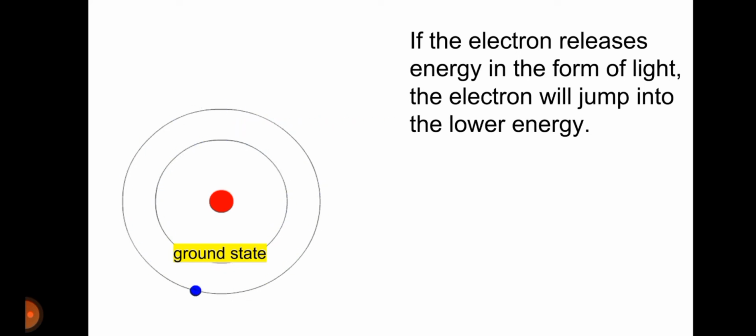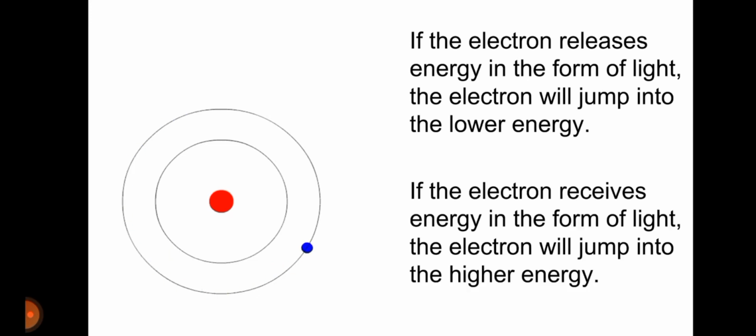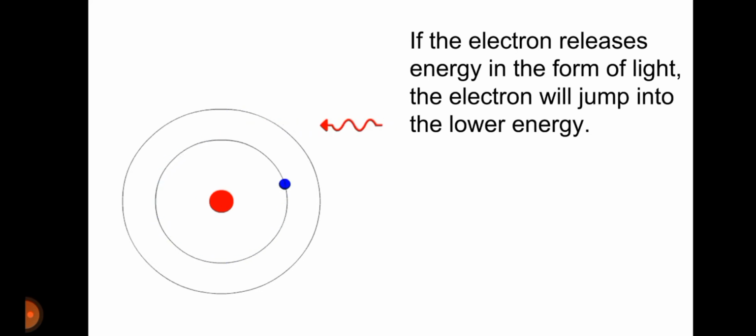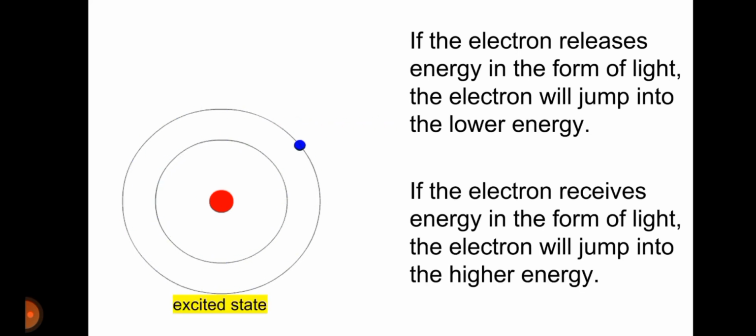If the electron receives an energy, it will jump into the higher energy. So yung higher energy yung tinatawag natin excited state. Notice that the electron was moving faster when it is in the excited state.